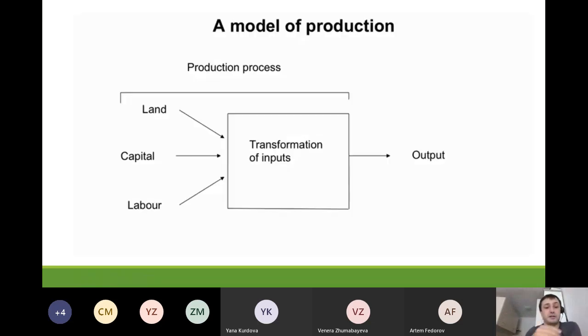And let's get on. Basically, the production function might look strange as a formula. But if you just look at it, what it means is that you have factors of production. Usually, the production function just looks at capital and labor. And then there's a transformation of inputs, which is basically how we make something out of something. And then there's output. That's basically what it means.